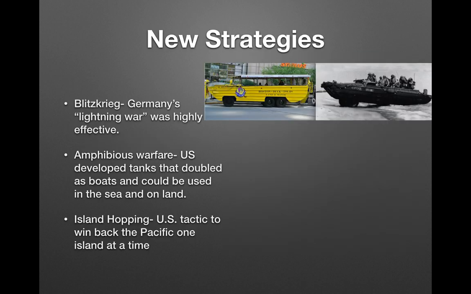Now, new strategies. Blitzkrieg was Germany's lightning war, highly effective. It consisted of components. The first component would come in with an airstrike of the Luftwaffe, basically taking out air defenses. You would then send in Panzer tanks to take out the bigger things, and then lastly the ground troops, and it was real quick, and people folded really quickly.